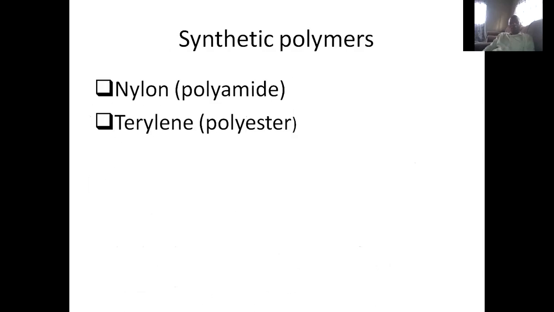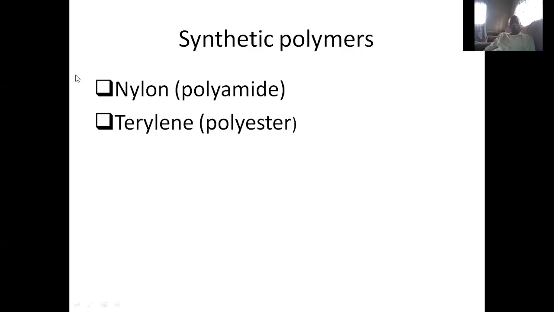And so today we'll look at synthetic polymers, how we can form non-natural polymers. And so we'll concentrate on the two, nylon and terylene. Nylon is a polyamide because it has an amide linkage in it, as you'll see later on, while terylene is a polyester because it has an ester linkage, as you'll see in the next lesson.